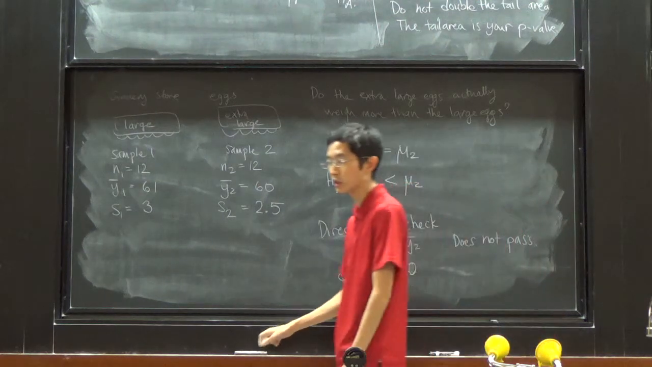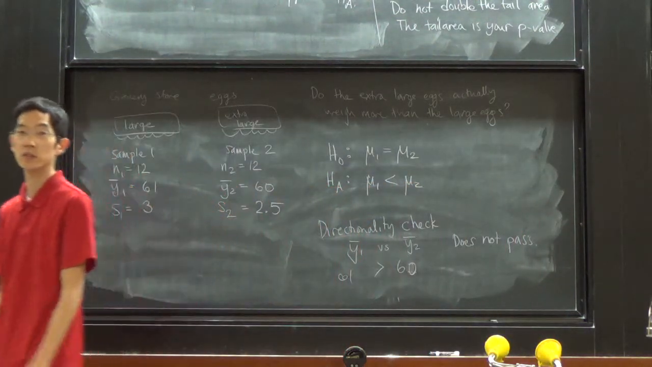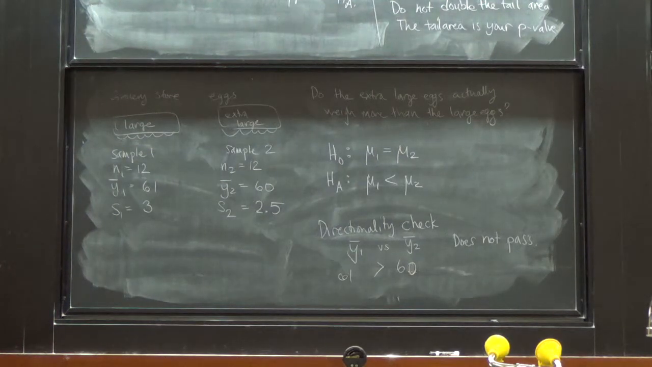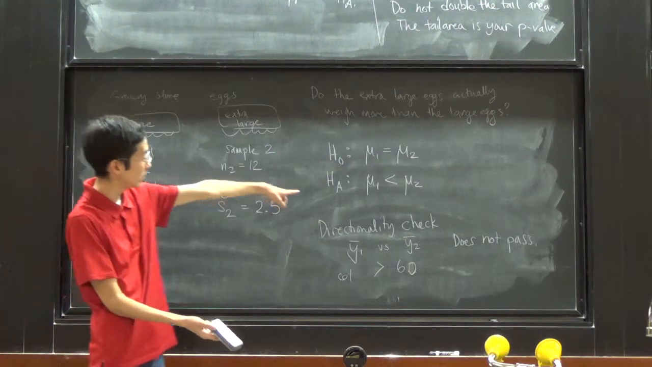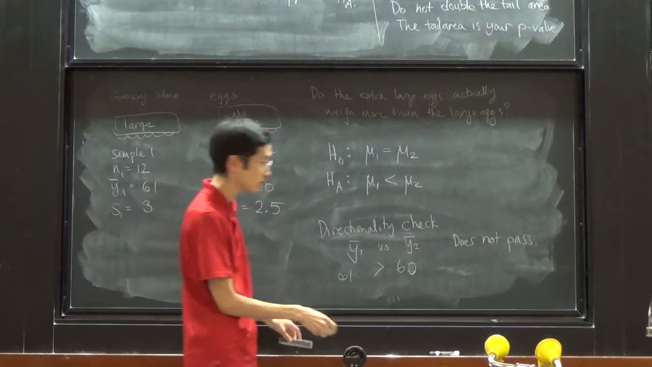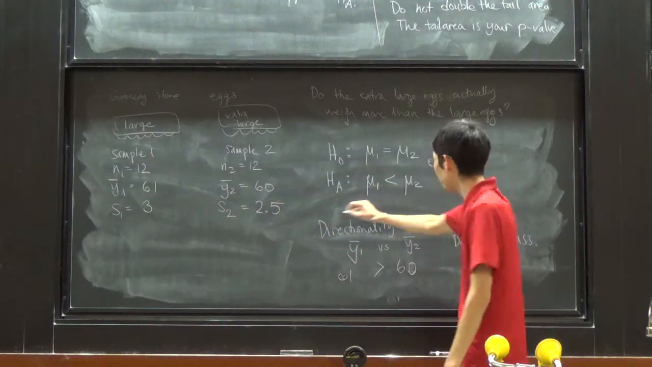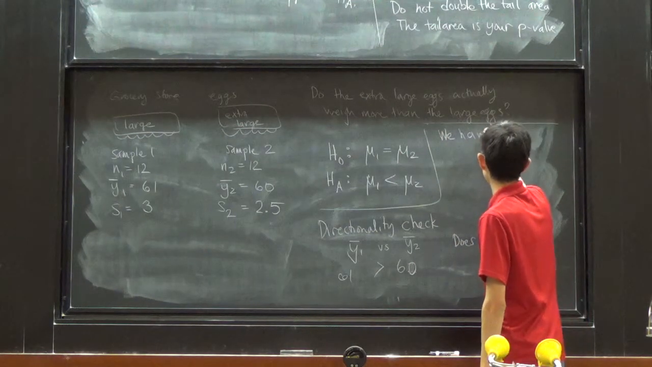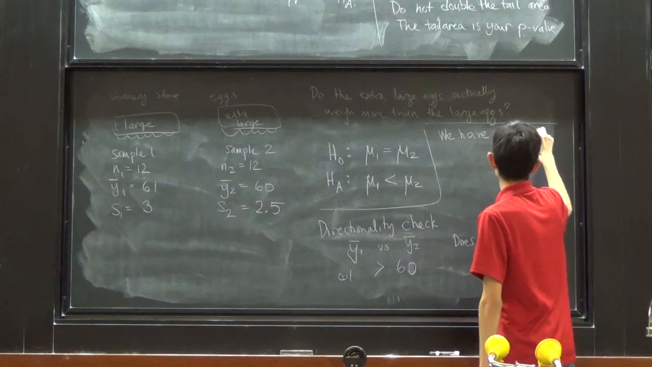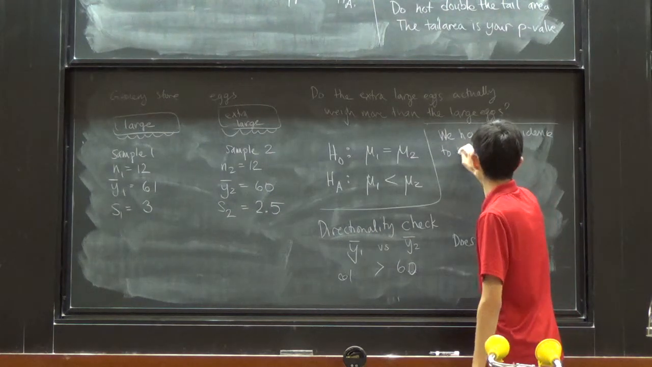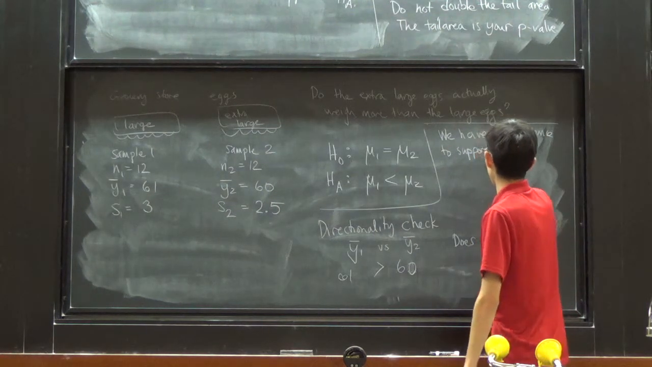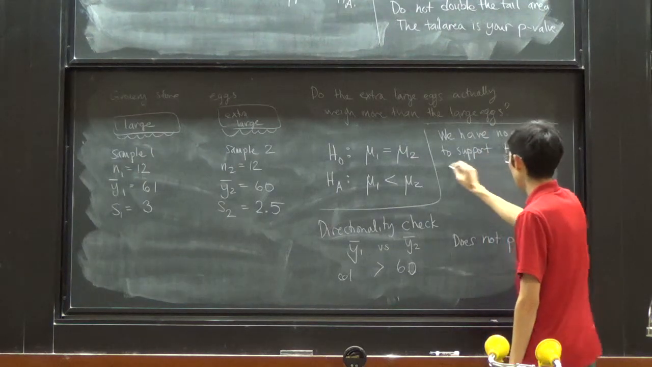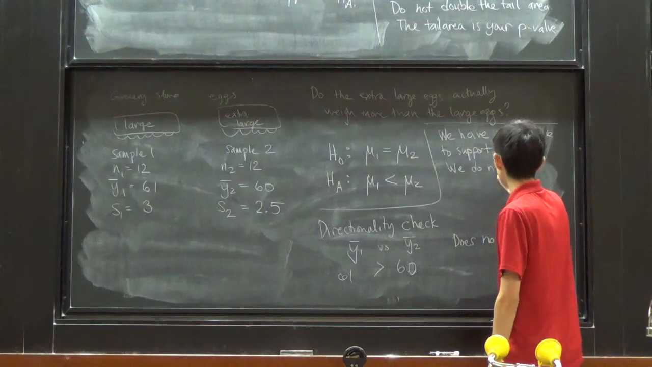Okay, so then what would our conclusion be? So just based on the directionality check, we can say a few things. We have no evidence to support the alternative, okay? We do not reject the null.